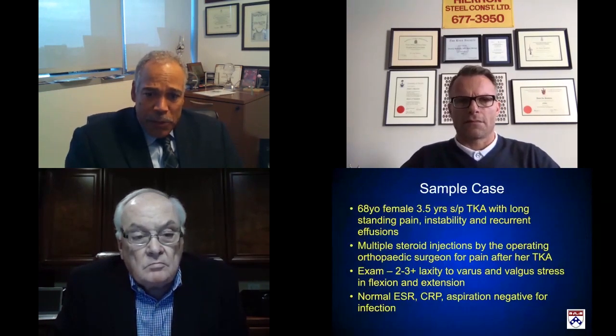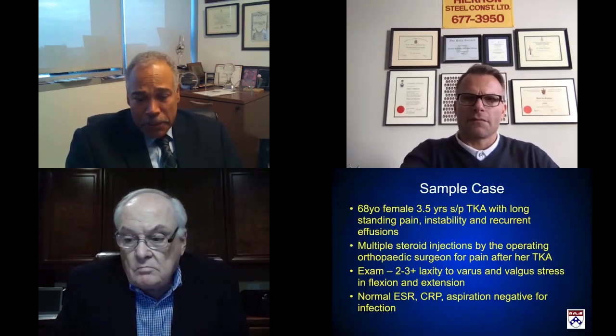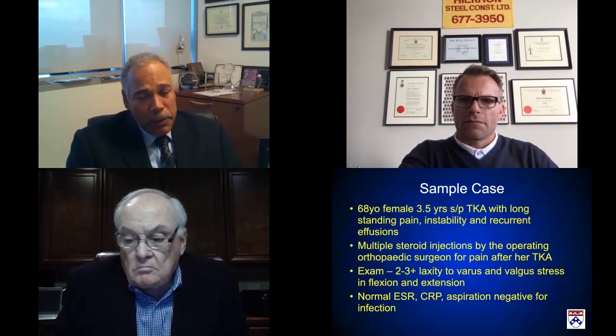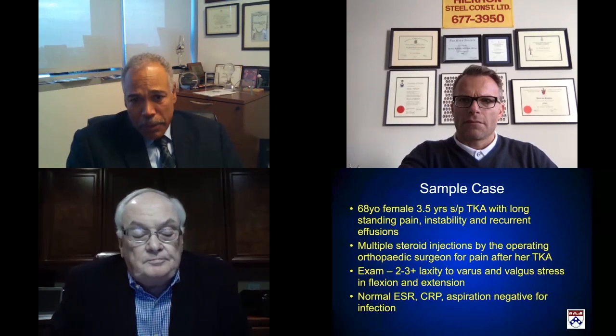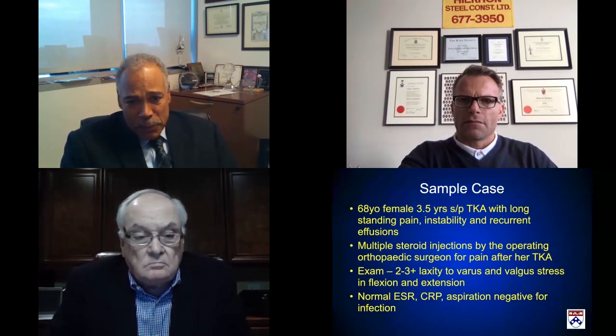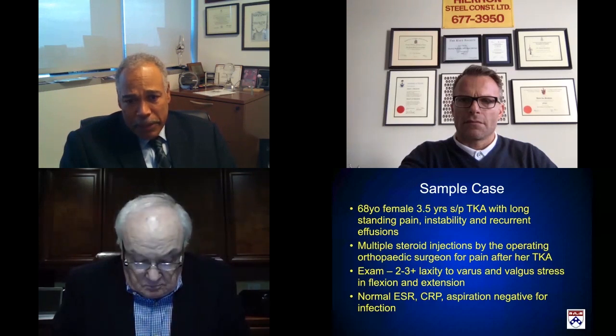So we'll talk about a few sample cases of instability. In some cases of instability, you may be able to use a non-constrained implant. In other cases, you may need a constrained implant. So we'll start out with a 68-year-old woman who's 3.5 years after a primary total knee at an outside hospital. She had longstanding pain, instability, and recurrent effusions.